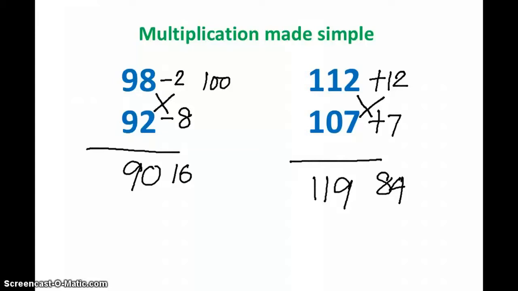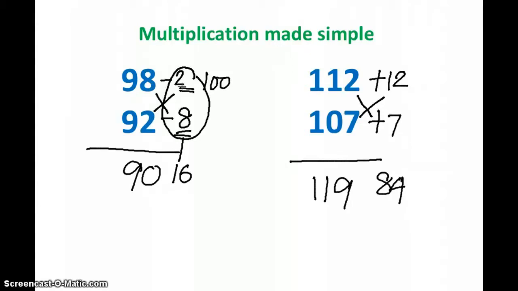Let's again go through the process of multiplying 98 into 92. So 98 is 2 less than 100. That is the first thing we should do. 92 is 8 less than 100. Then multiply 8 into 2, which gives me 16. Then either subtract 98 minus 8 or 92 minus 2.